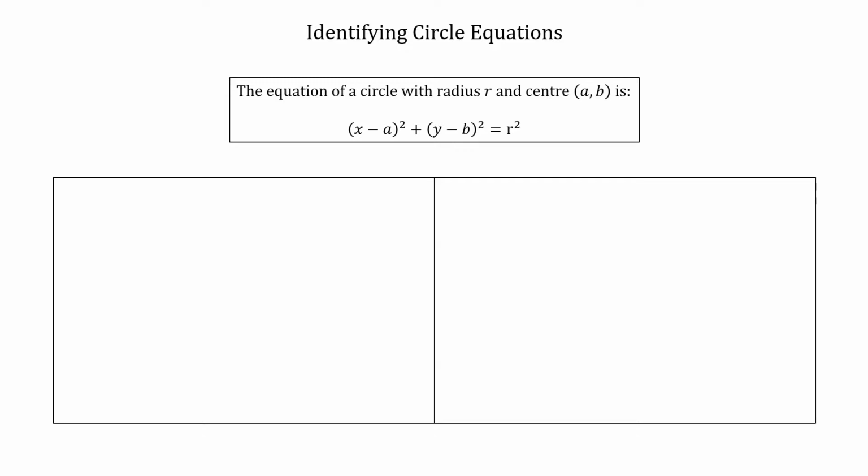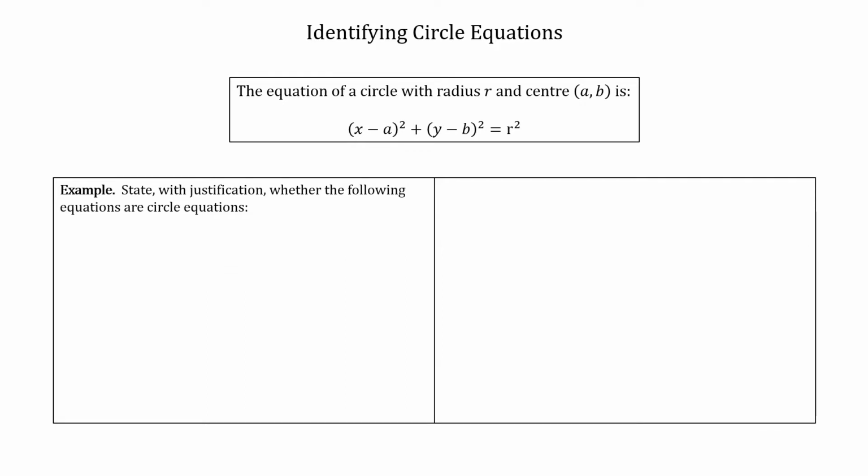So we have the general form of a circle equation stated here at the top: x minus a all squared plus y minus b all squared equals r squared. And we'll compare our equations in our examples to this and see if they're the same. If they're not, we might be able to rewrite them or rearrange them so they are, or that may not be possible. So let's look at some examples.